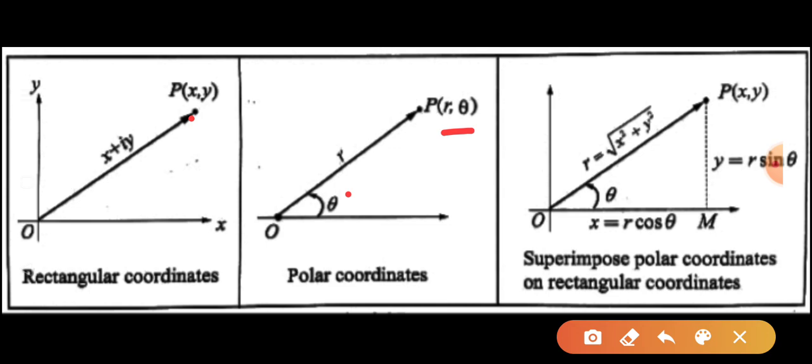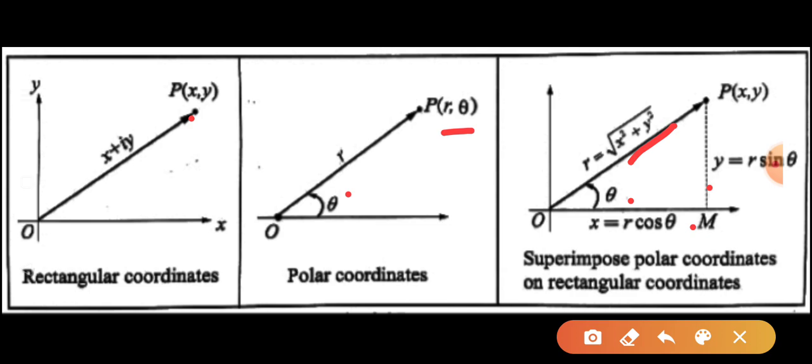Next, superimpose polar coordinates on rectangular coordinates. O to M, that is x equal to r cos theta, y equal to r sin theta. Here r is the distance from the origin to the point P, which is equal to the square root of x square plus y square. Theta is the angle with the x-axis. P of x comma y, that is x equal to r cos theta, y equal to r sin theta, and r equals square root of x square plus y square.